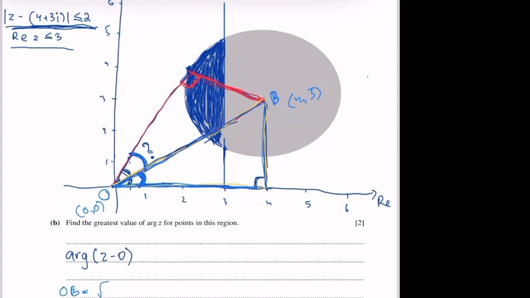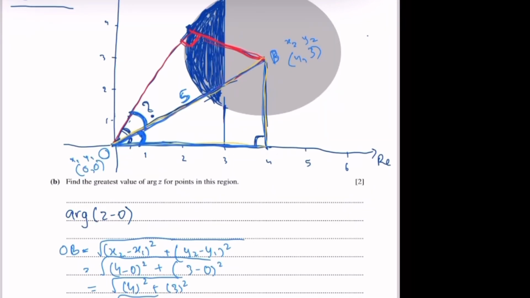The formula for length is the square root of x2 minus x1 whole square plus y2 minus y1 whole square. So let's suppose this is x1 y1, this is x2 y2. So x2 minus x1 becomes 4 minus 0 whole squared plus y2 minus y1 becomes 3 minus 0 whole squared. So this is square root of 4 squared plus 3 squared, which is square root of 16 plus 9, which is the square root of 25, which is 5. So OB is 5, right?